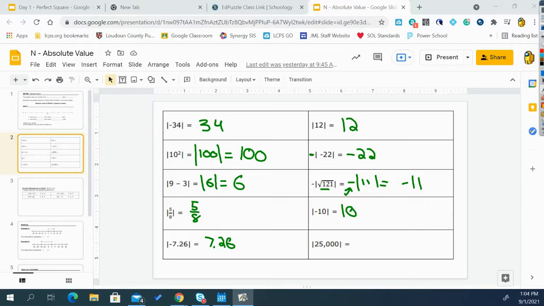And finally, as a quick wrap-up, our last question says, what is the absolute value of 25,000? And once again, we're just measuring our distance from 0. 25,000 is 25,000 steps away from 0. So that just turned positive, and it was already positive, so that was nice and easy for us. Let's go on to the next slide.